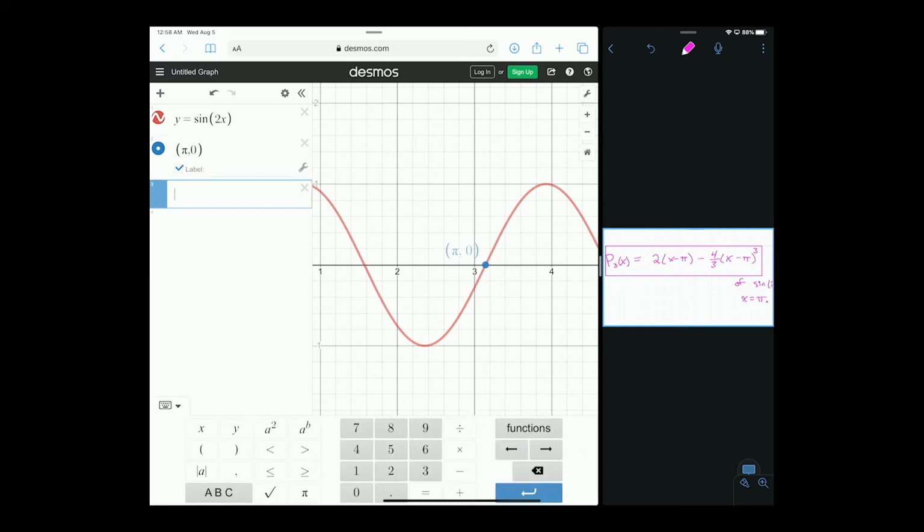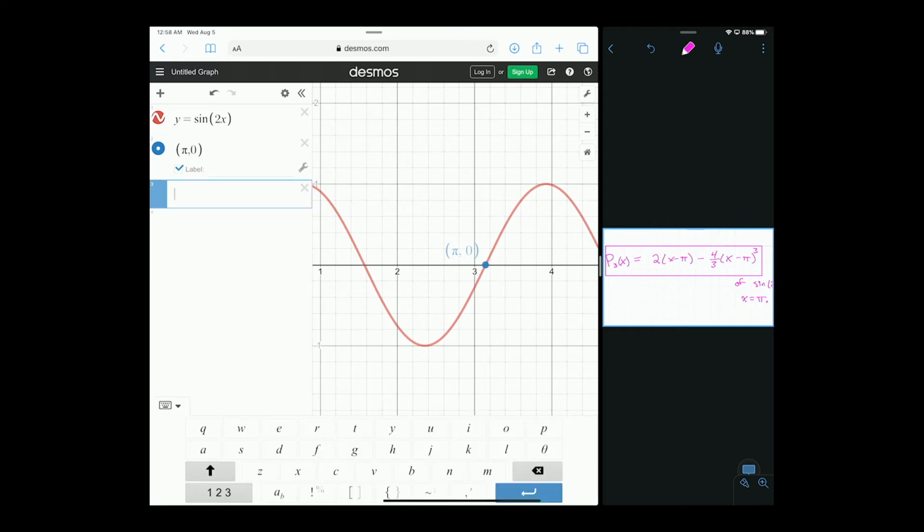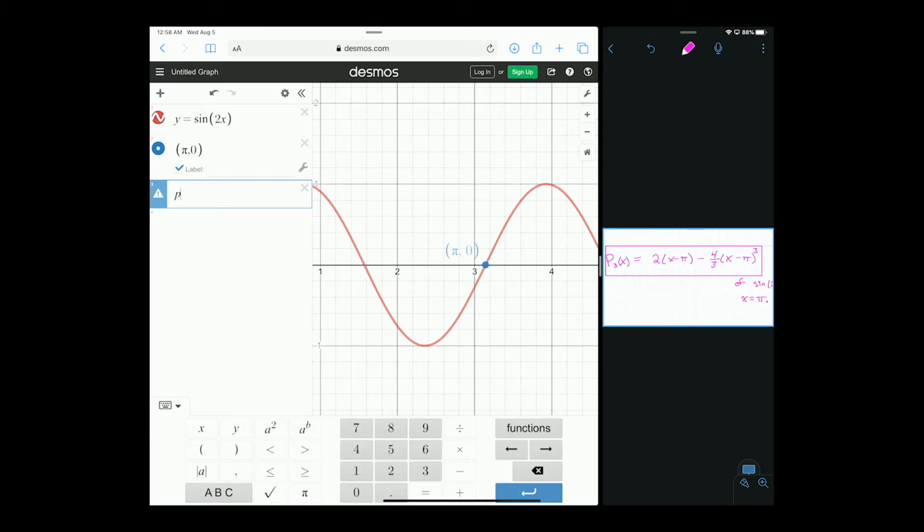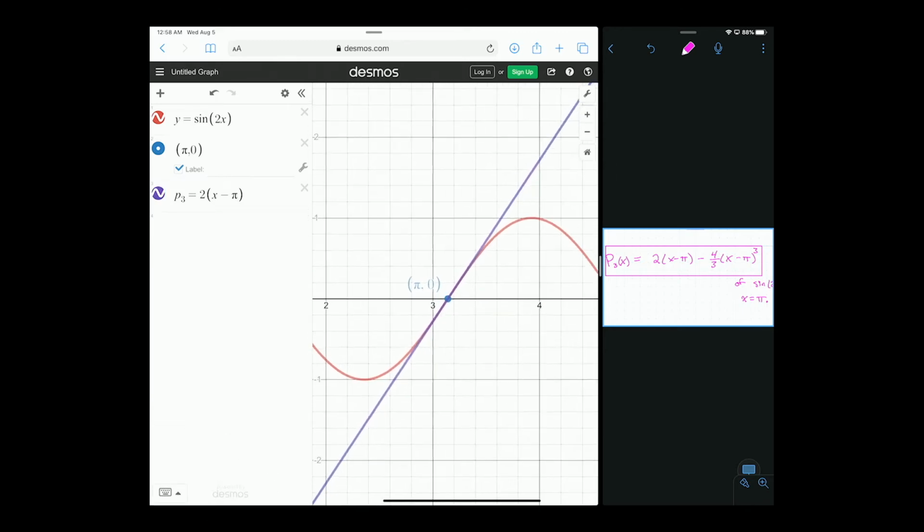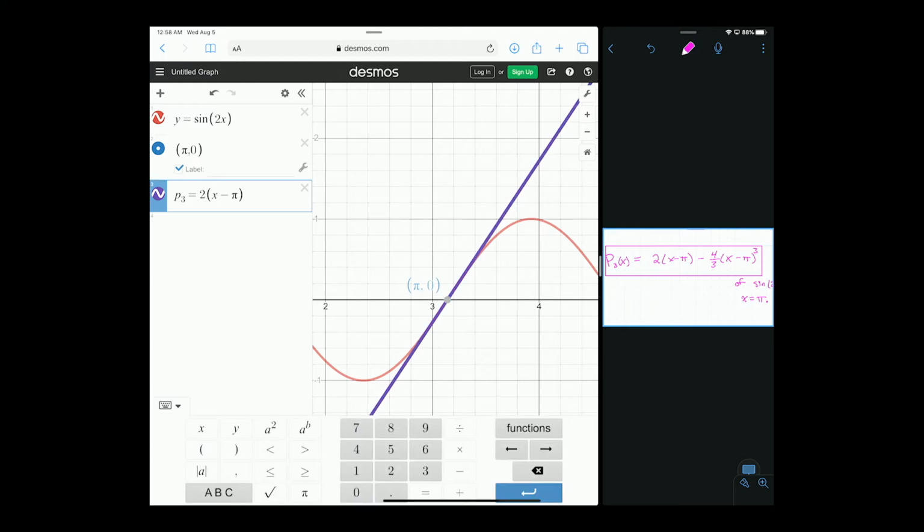So what's P3? I'll even call it P3. All right, here it is. P3, what is it? So it's supposed to be 2 parentheses x minus pi. Now notice that it's already following the curve, right? The reason it's already following the curve is because if you only do that, that's actually the linear approximation. But we did a third degree approximation.